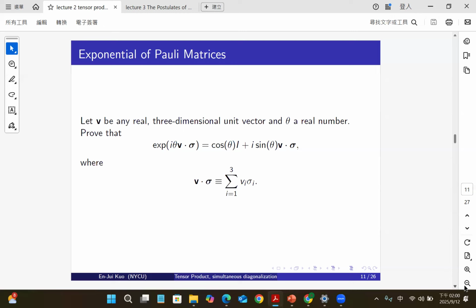You can start from the definition of the exponential, using its Taylor expansion, and then you can prove this. So I can prove this, and it is a usual exercise in quantum mechanics. But yeah, let me just quickly prove it, because we may use this in the future.